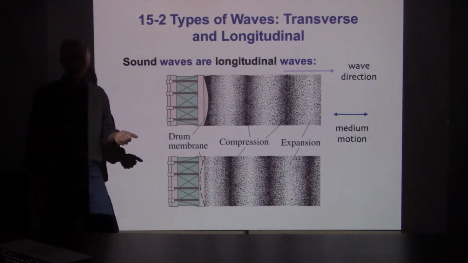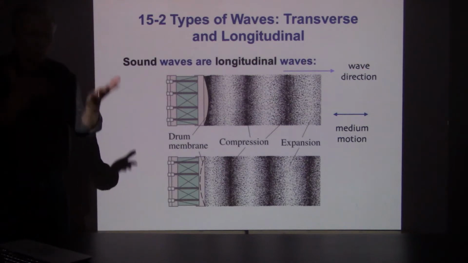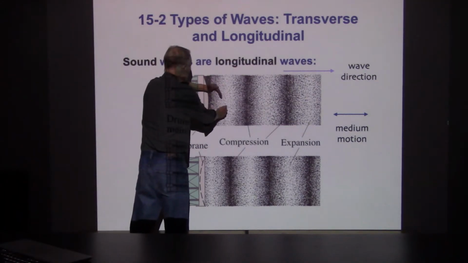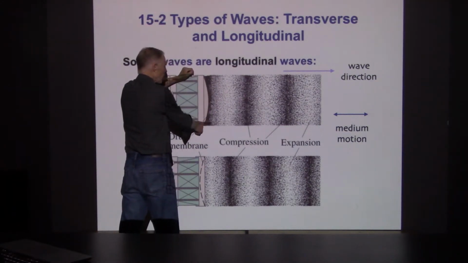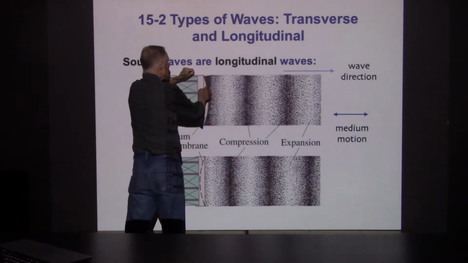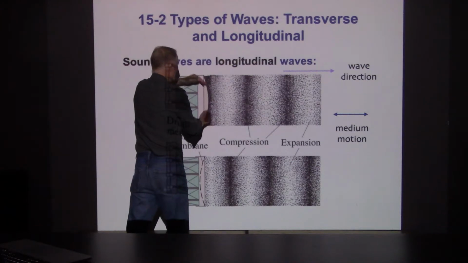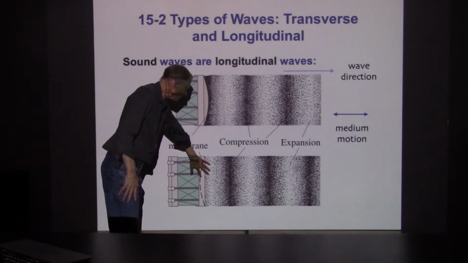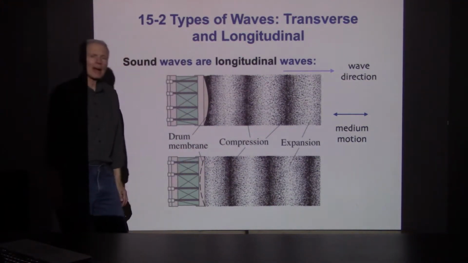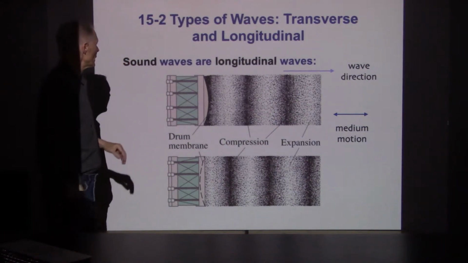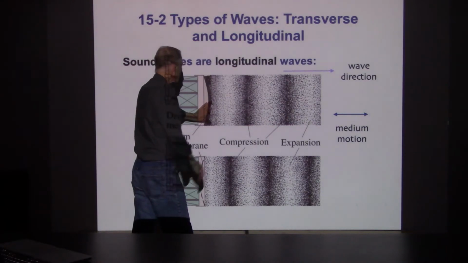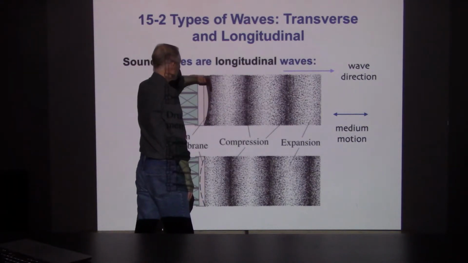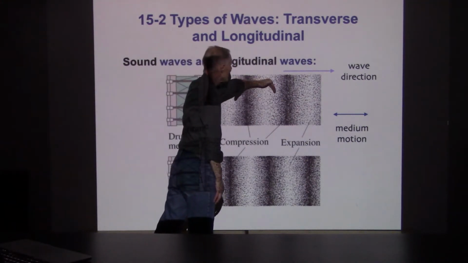Now, there are different patterns as to how the motion of the drum head can move back and forth. They've shown the simplest one, where the whole drum head moves forward and compresses. These are all air molecules, a little bit of exaggeration here, but they're creating a compressed region. Then the drum head moves back, and that creates a region of expansion. This region of compression pushes nearby air molecules, and so the compression propagates through the air.